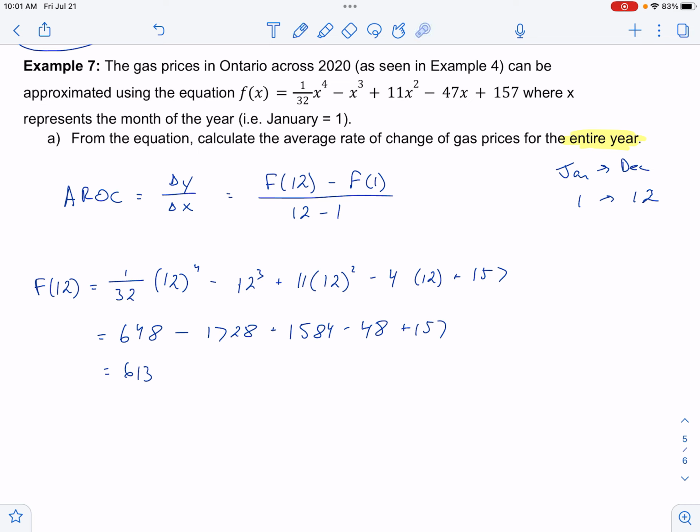One moment. It looks like I miswrote this. It's not 4 times 12, it's 47 times 12. That's going to affect this answer here. 47 times 12 is 564. Let me redo that calculation again. I'm going to get 97. There we go. That's better.